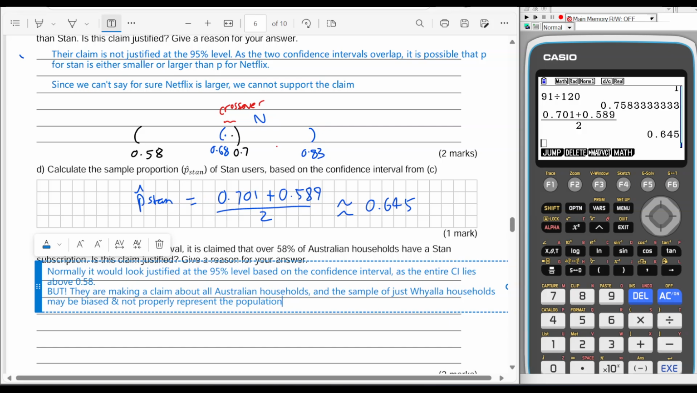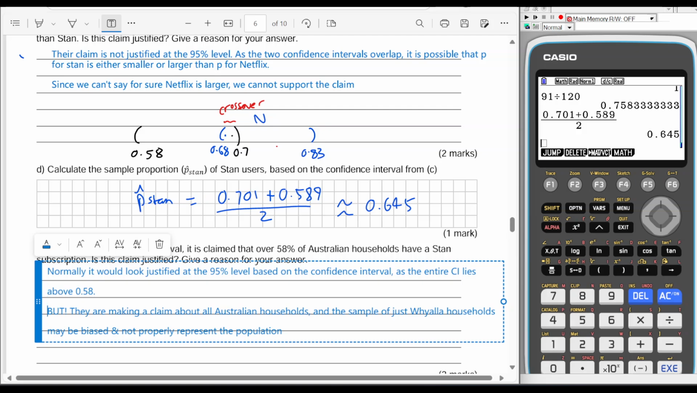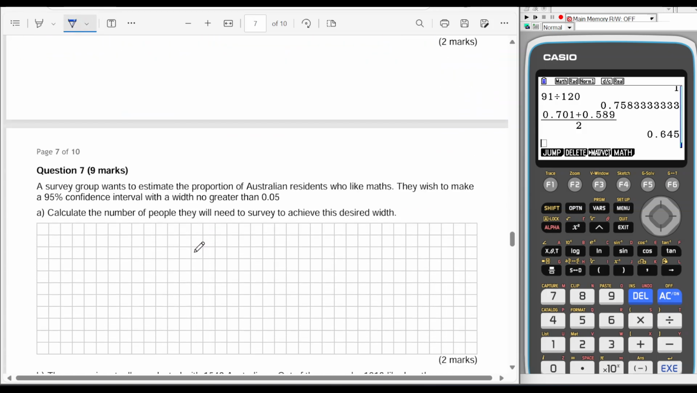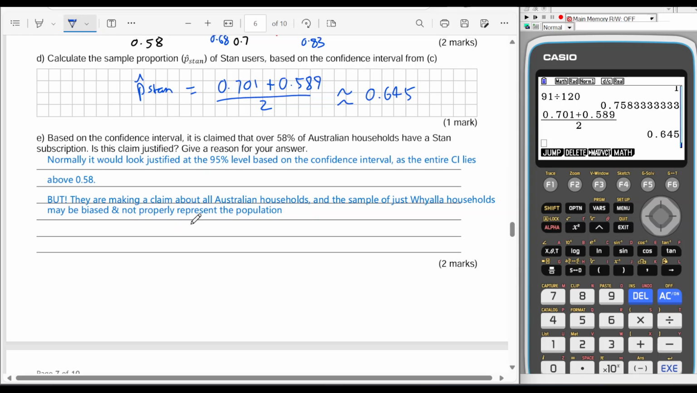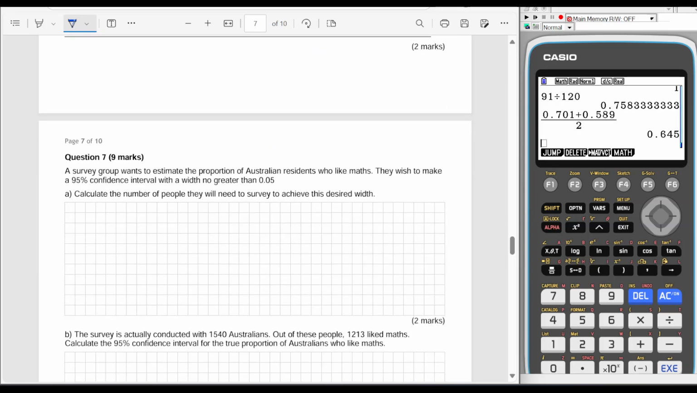You acknowledge that you would normally say yes just purely on the mathematics of it, but they've got a biased sample. Their claim might be a bit nicer if they said over 58% of Whyalla households have a Netflix subscription. Then I would be happier. But they can't talk about all of Australia if they've only surveyed one town. Especially, you've got differences with country towns versus city towns, for example, as to how much Netflix they may want to watch, and many other factors causing those differences within different towns, not to mention differences between states.